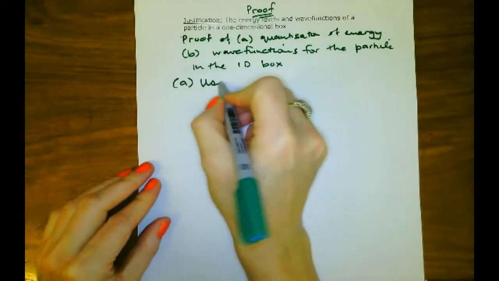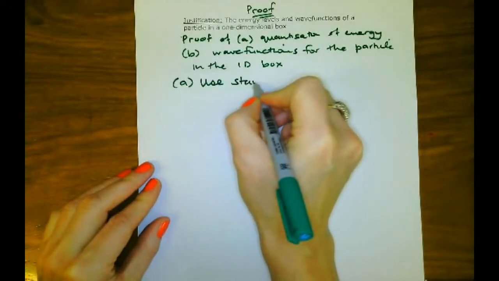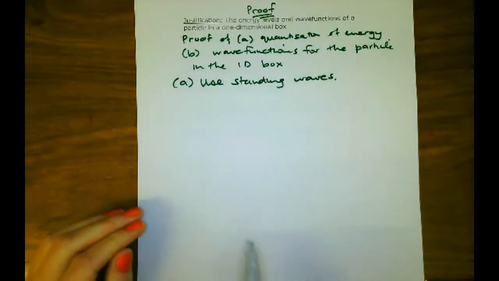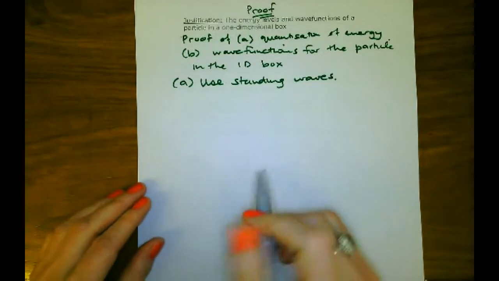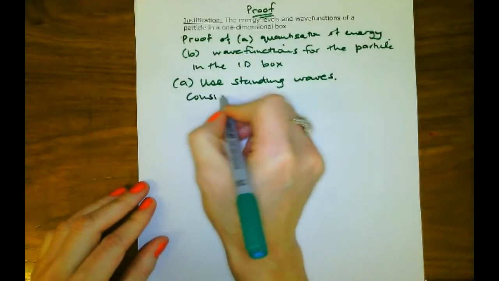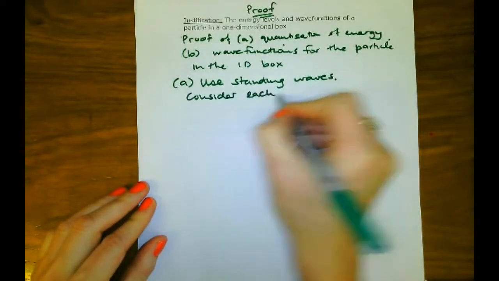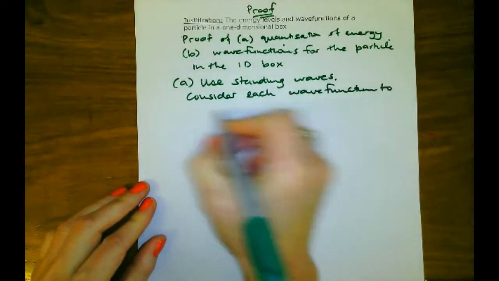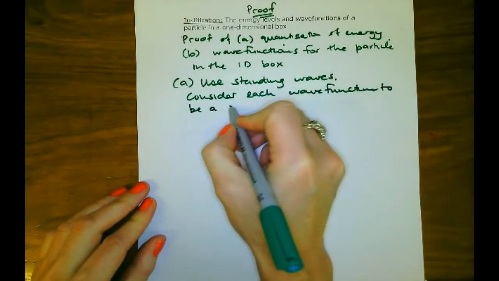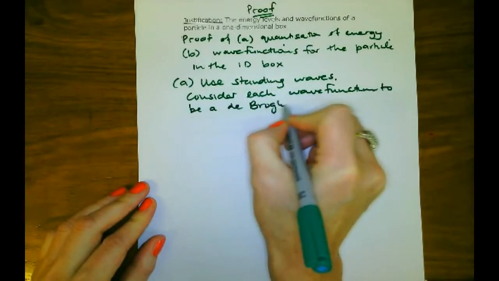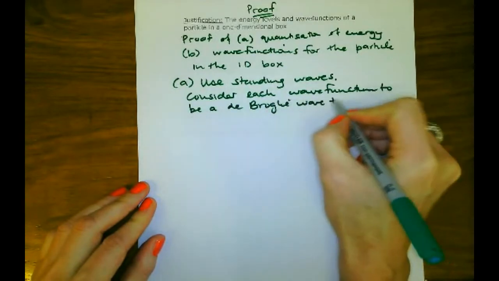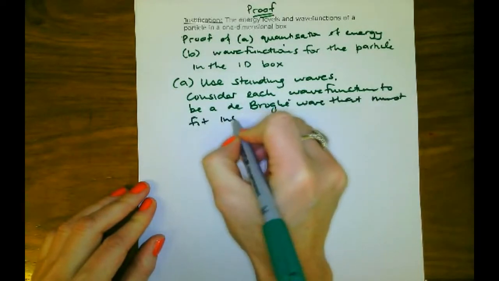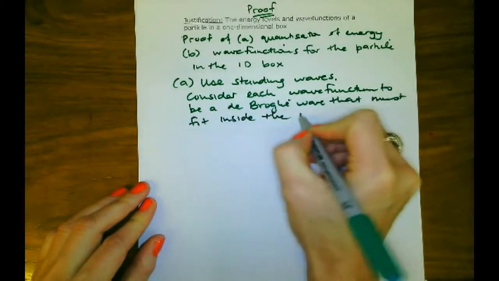Okay, for the A part, we're going to use standing waves. And we're going to assume that these waves must fit into the box. So we're going to consider each wave function to be a de Broglie wave that must fit inside the 1D box.